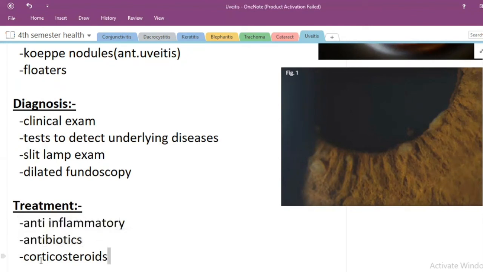Okay, and then you have to use corticosteroids. Corticosteroids are mostly used in all of the conditions, except for the patients who are already very much compromised. So they have to be monitored. Okay, the treatment should be monitored.